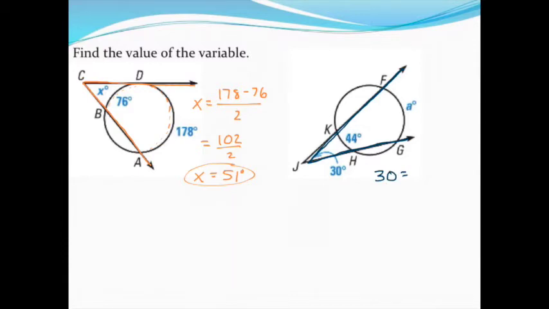It should be pretty obvious which is the bigger arc, but if you can't tell, it's always going to be the arc that's farther away from the angle. So in this case, A is the bigger arc. I'm going to subtract the smaller arc, 44, and divide by 2. So notice my variable is in a different spot this time.